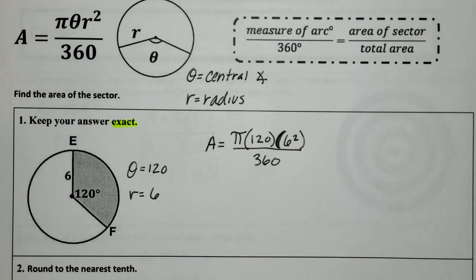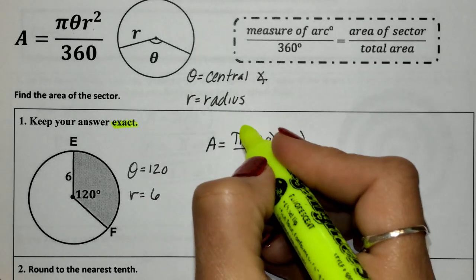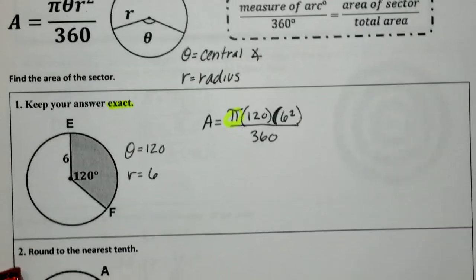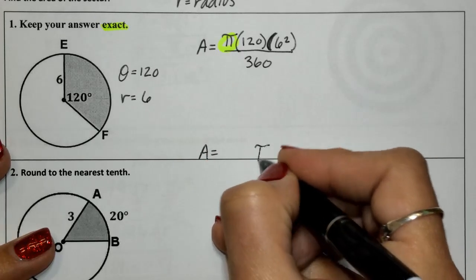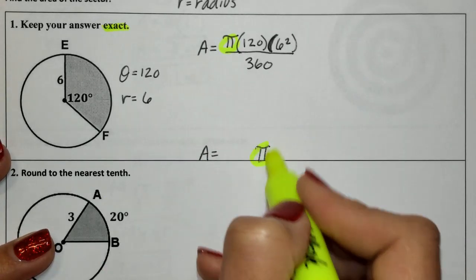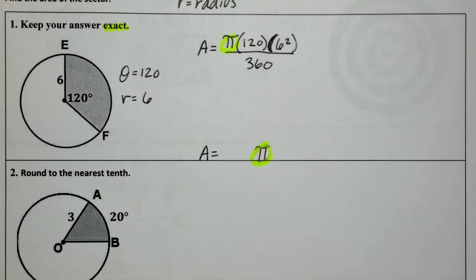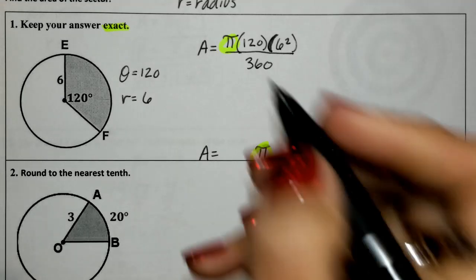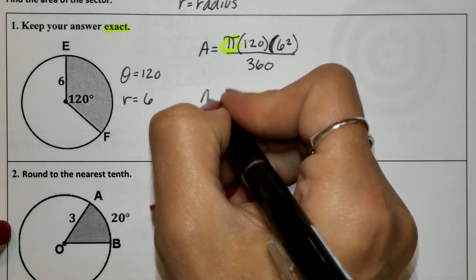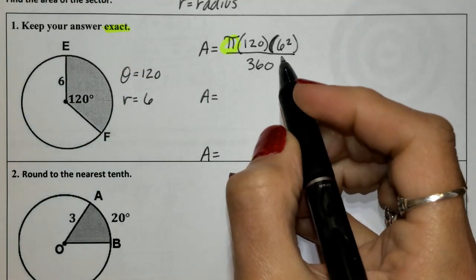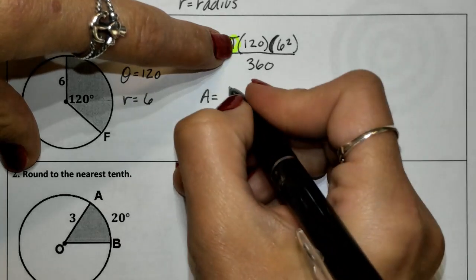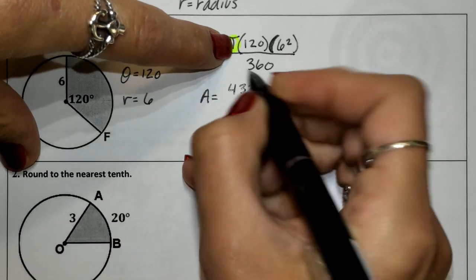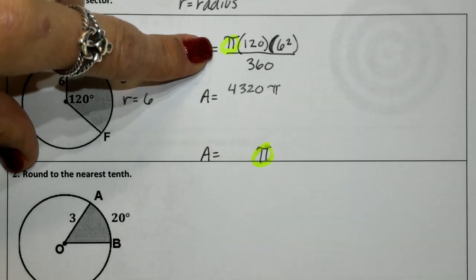Now again, like with the area problem that we just worked on, number 3, we want exact. That means this pi symbol, and I'm going to move it up here, needs to be thrown down in our final answer. Move that down here, and we will not be plugging pi into the calculator. So I'm going to take a little bit of baby steps here, and we're going to take the 120 times 6 squared. We're going to get 4,320. Do not forget, bring down that pi symbol.